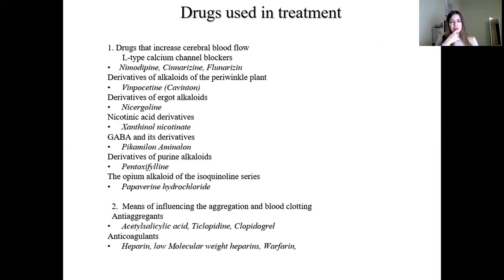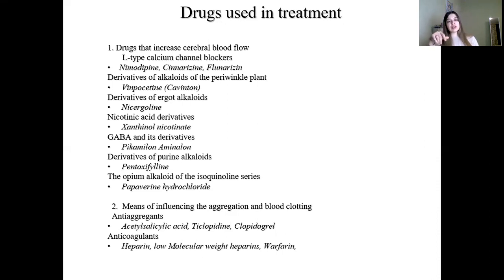Again, there are many drugs which are used for the treatment of the cerebrovascular disorders. They are drugs which increase the cerebral blood flow: the L-type calcium channel blockers nimodipine, cinnarizine, flunarizine; derivatives of alkaloids of the periwinkle plant, vinpocetine, or Cavinton as it is also called; derivatives of ergot alkaloid, which we have already studied, that work on alpha-2 receptors, nicergoline.